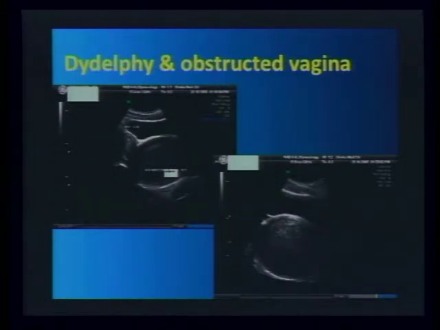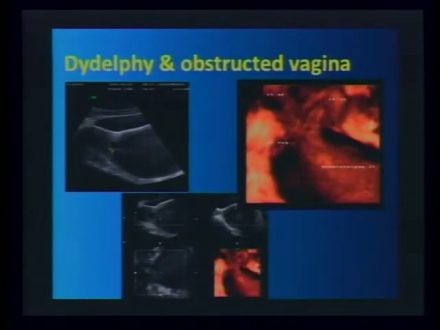This is another case of didelphys, but with an obstructed hemivagina. Only one vagina is obstructed. And here you can see perfectly well with a three-dimensional ultrasound, this is the sectional plane, and this is the rendering view where you can see the right uterus, left uterus, right vagina, and hematocolpos in the left obstructed vagina. Three-dimensional ultrasound can demonstrate it very well.